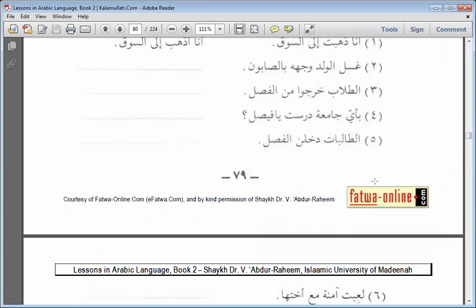الطالبات دخلن الفصل. This is past tense. Okay. So we change it to present tense. We get الطالبات يدخلن. نعم. يدخلن. Remember, we have دخل يدخل, singular. Masculine singular. Third person.